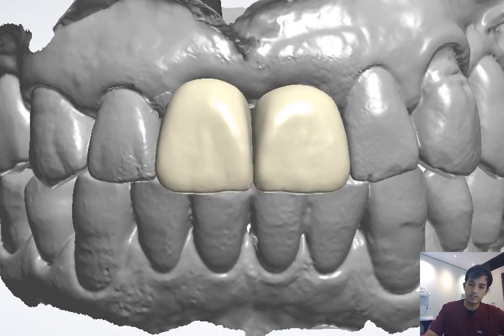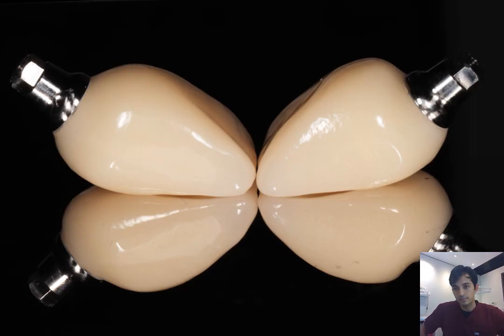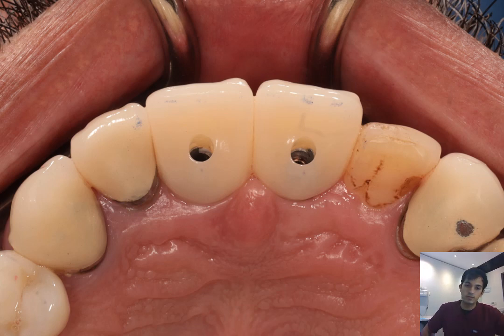So we approve our design at this, and this is the actual milled restoration. In this case, it's a PMMA to give the patient a provisional restoration before we switch over to the final. We get our two restorations back and deliver them to the patient.